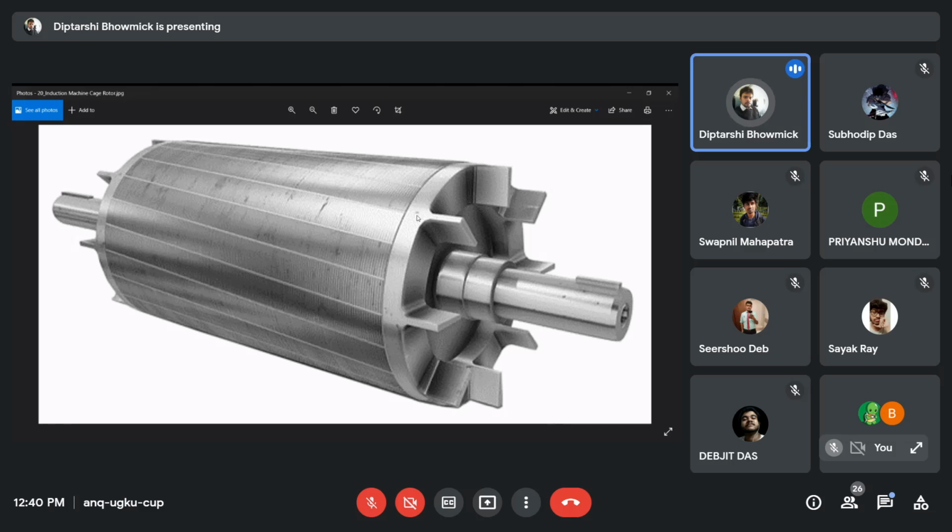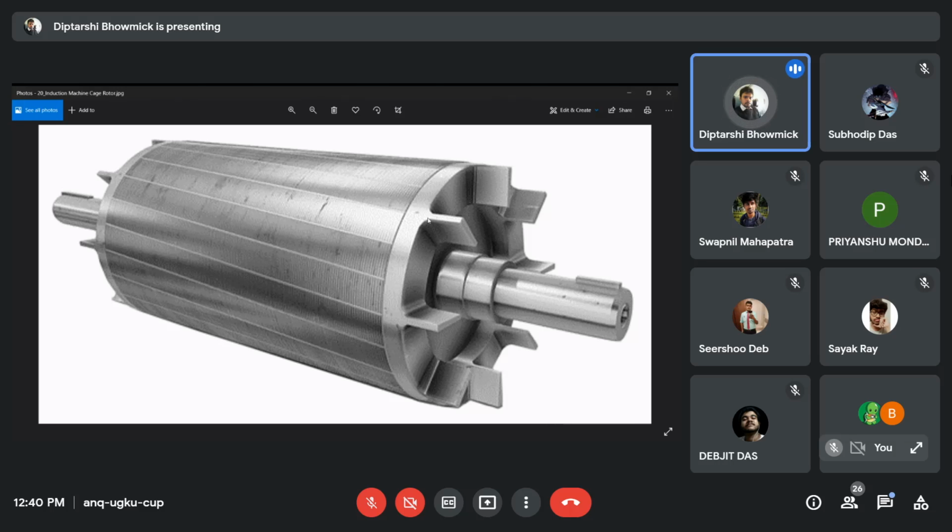So EMF is induced in the rotor bars, and the current flows in the rotor bars. But how does the current flow in the rotor bar? Because if the circuit is not closed, then the current cannot flow. Of course, the circuit is closed, and that circuit is closed by this part. This is known as the end ring. Okay, this is known as the end ring.